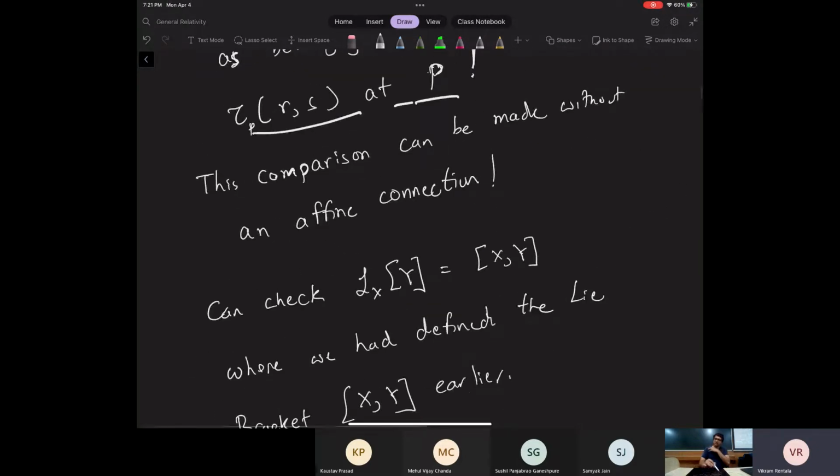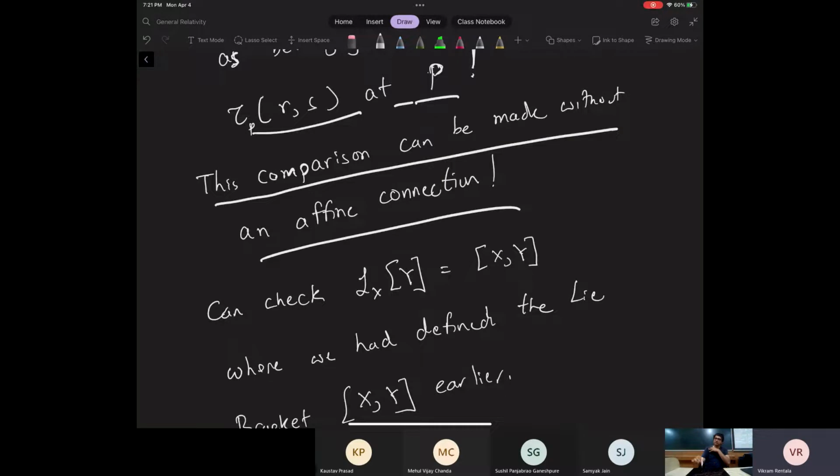Okay, and the important point is that the comparison can be made without defining any affine connection. You don't need to do anything called parallel transport. You don't need to define a connection on the manifold. You can just do this for general diffeomorphisms. And you can check under this definition, for example, that the Lie derivative of a vector field is just the Lie bracket XY.